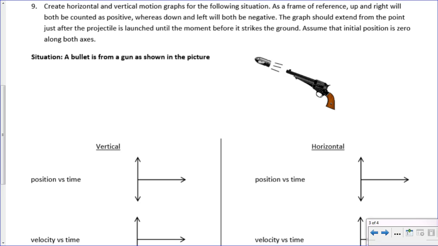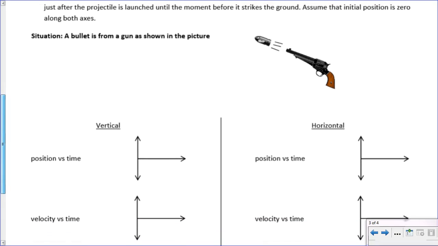For question number 9, we need to create a set of motion graphs that are describing the motion of this bullet, and I set up here as a frame of reference up and right as being the positive direction, whereas down and left are negative. These graphs are showing the projectile just after it launches and before it strikes the ground, and I'm assuming that the initial position is 0 for both axes.